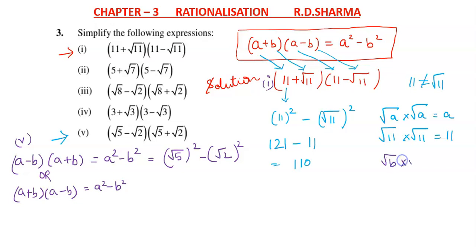Root b into root b, see to your right, root b into root b is what? b. So root 5 square means root 5 into root 5, which will give me 5. So I will write here 5 minus 2, which is equal to 3. I hope it is clear. We will complete all of these questions and repeat this twice so that the concepts are clear. Okay, so I'll proceed now.